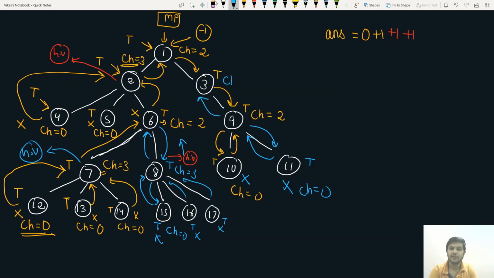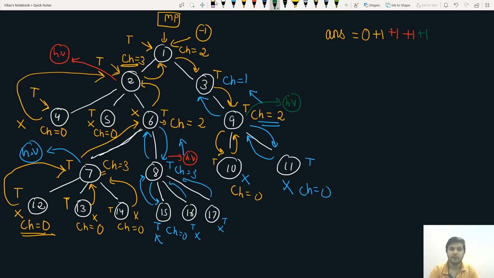Now 3 has only one children, but 9 has two children. That means children of 9 is greater than children of 3. So it is a happy vertex. So let me just mark it as a happy vertex. So 9 is a happy vertex. So I'm just going to add 1 in our answer.